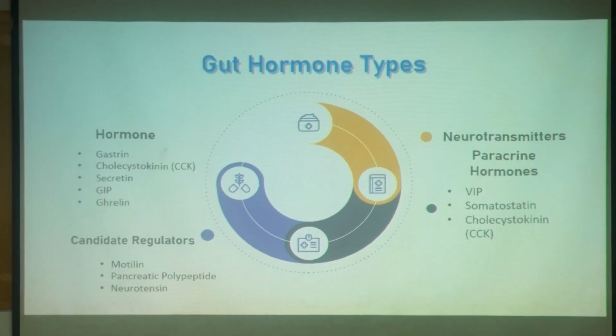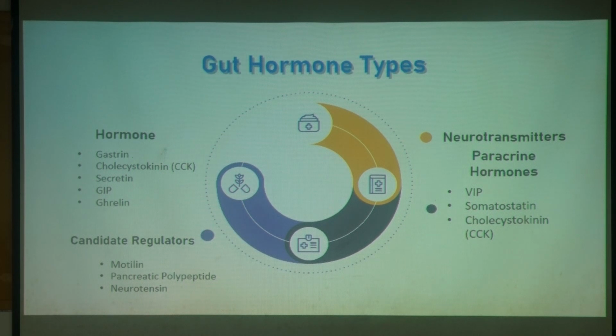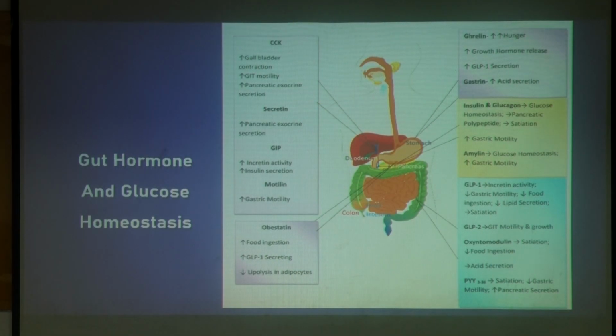So what are the different types of gut hormones? As Dr. Venkataraman said, there are numerous gut hormones. The gut hormones include gastrin, cholecystokinin, secretin, GIP and ghrelin. Some are candidate regulators, such as motilin, pancreatic polypeptide and neurotensin, and some act as neurotransmitters and paracrine hormones, such as VIP and somatostatin, and some part of cholecystokinin also acts as a neurotransmitter. So what exactly is the role of gut hormones in glucose homeostasis?